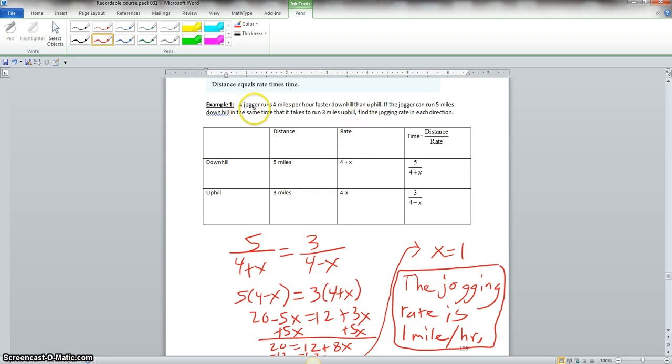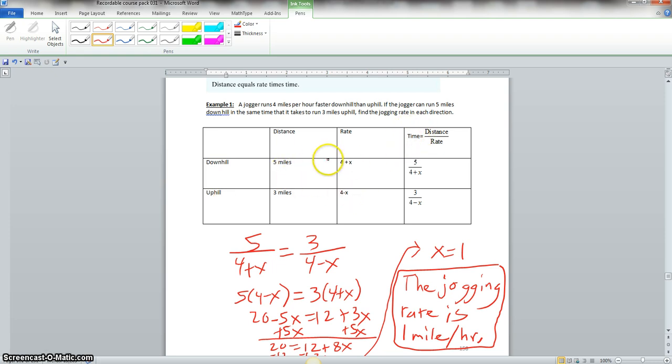Now the rate. It says a jogger runs 4 miles per hour faster downhill. We don't know what the rate is, so it'll be 4 plus x. Now uphill, since we run 4 miles per hour faster downhill, we have to subtract here, because we'll run 4 miles an hour less uphill.